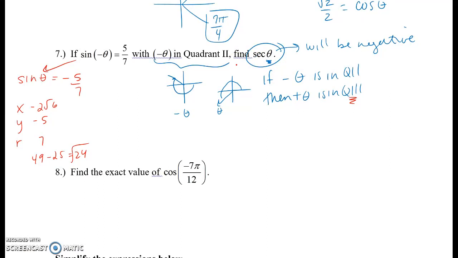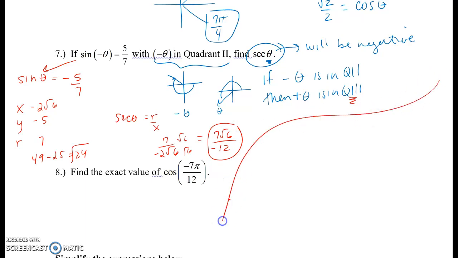So now I'm going to go ahead and find secant. And I know that secant of theta is equal to r over x, so I will have 7 over negative 2 root 6. And if I rationalize that, then I get 7 root 6 over negative 12. So negative 7 root 6 over 12.